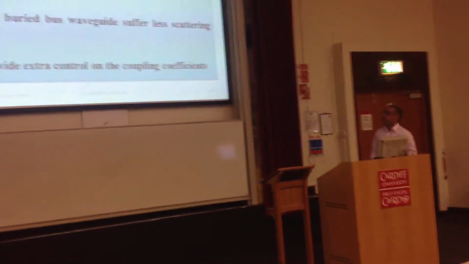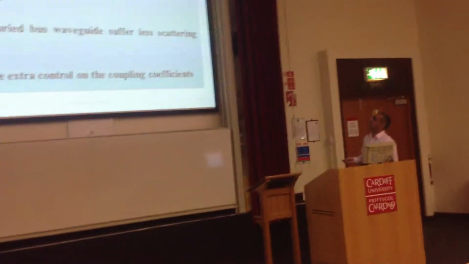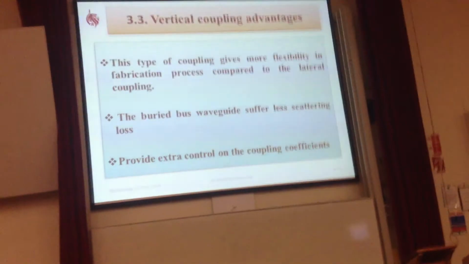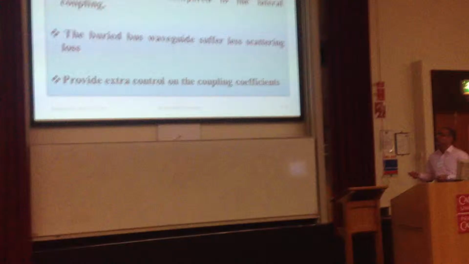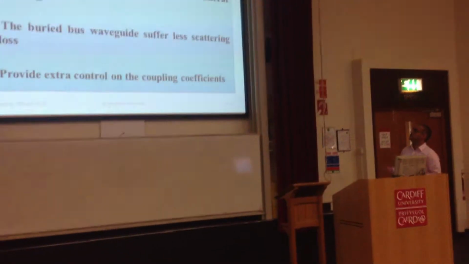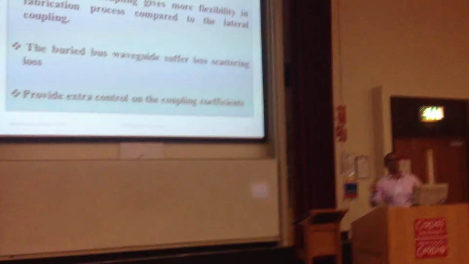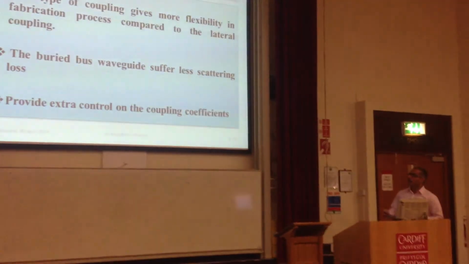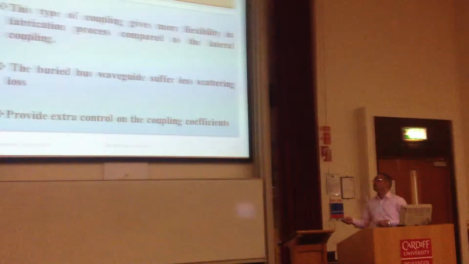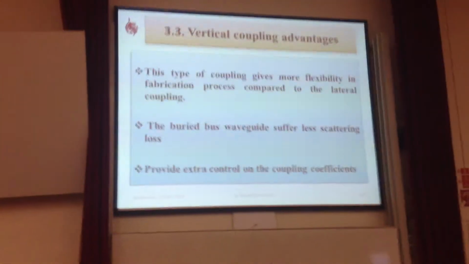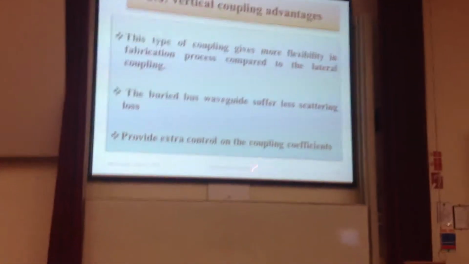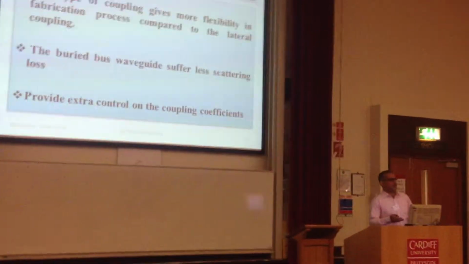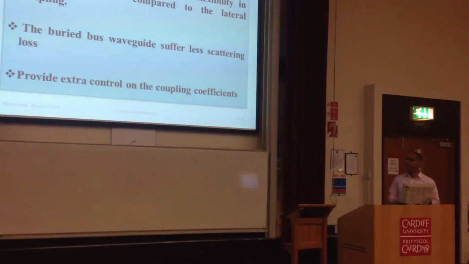The advantage of vertical coupling over the lateral coupling shown in this slide is that the fabrication process has more flexibility. The scattering loss is less in this type because the bus waveguides are buried in the silicon dioxide substrate. And the most important for me in this work is that it provides extra control of the coupling coefficient. That's clear from the two parameters, which are D and A.